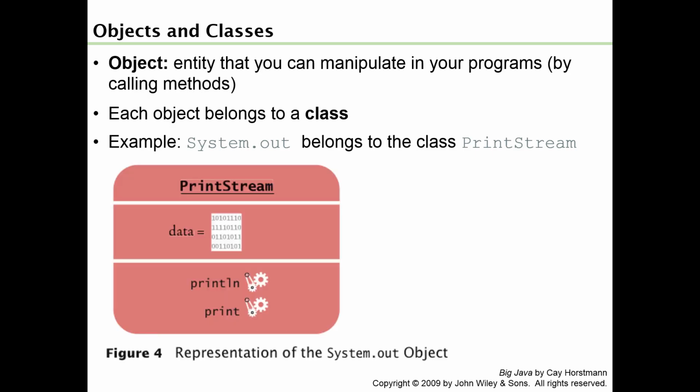If we look at the UML diagram for that, usually it's represented with the class name in the top part, then data in the middle, and on the bottom are all the methods that you can call using that object.